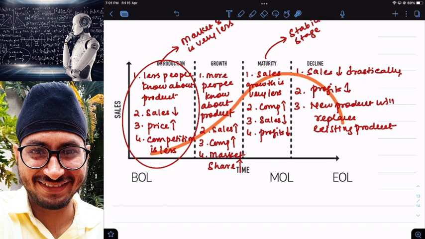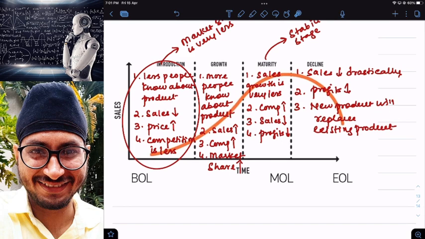When the company enters the growth stage, more people come to know about my product, slowly through advertisement and all. That is why sales will increase, competition will increase, market share will increase, profits will increase. Then over a period of time, my company will move into the stability or maturity stage. Sales will grow, but at a very low rate. That is why I've shown a down arrow. Because of this, profits are going to decrease, competitors are going to increase, and market share is also going to be slightly affected.